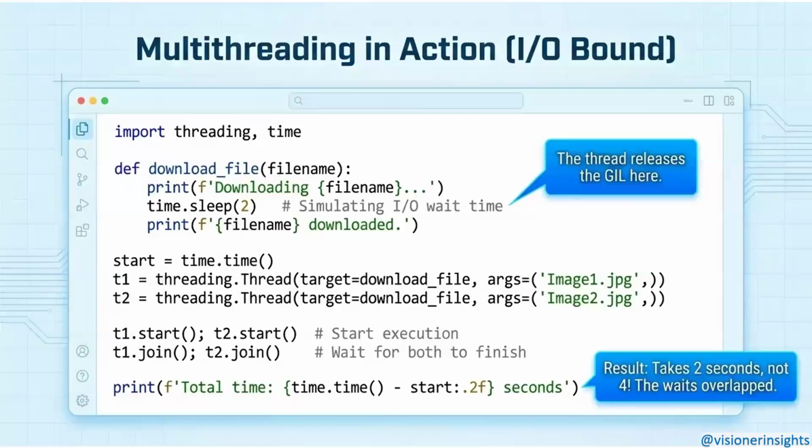Check out how this looks in the actual code. We've got a simple script here simulating an I/O wait time using a 2-second sleep. We create 2 threads, target this function, and this is the crucial part. The moment sleep is called, the thread voluntarily releases the GIL. Because both threads hand off the GIL right when they hit the sleeping phase, they actually sleep at the exact same time. The result? The total script execution takes just 2 seconds, not 4. The waits overlapped perfectly. It's a real game changer for I/O.